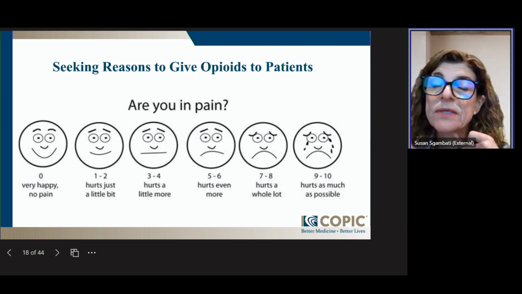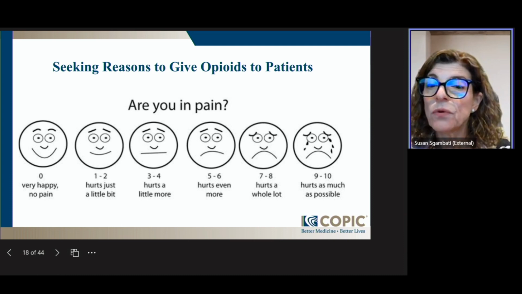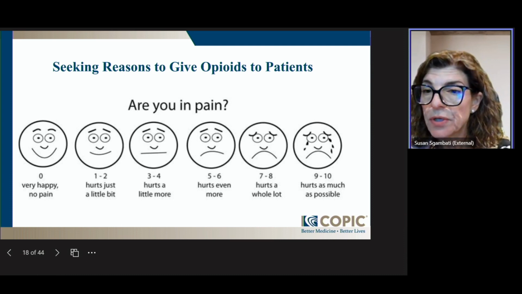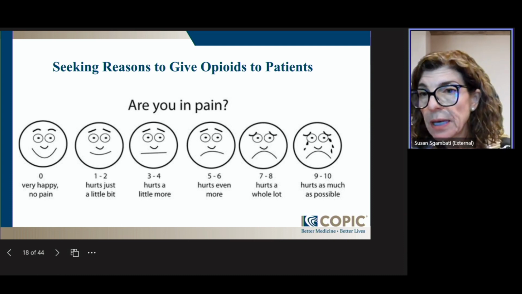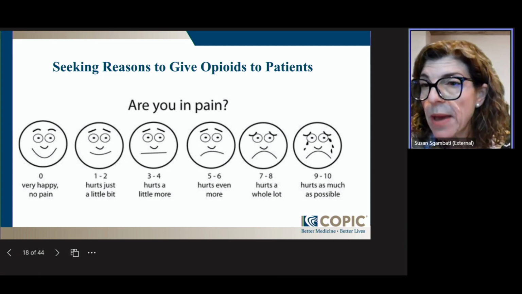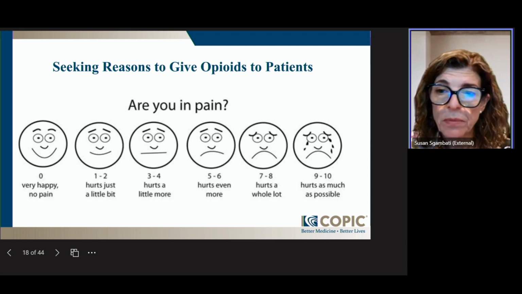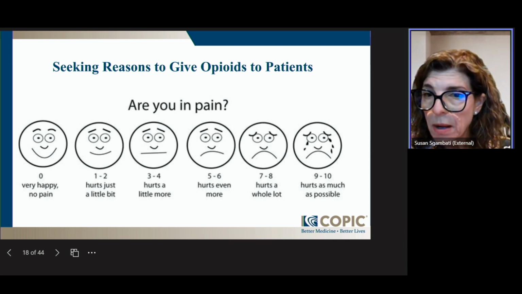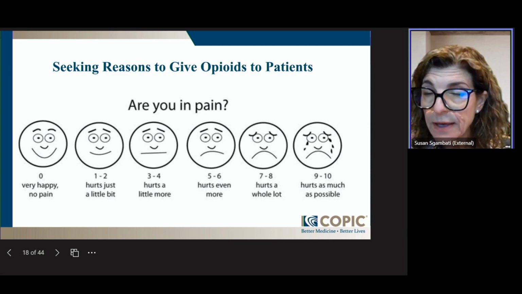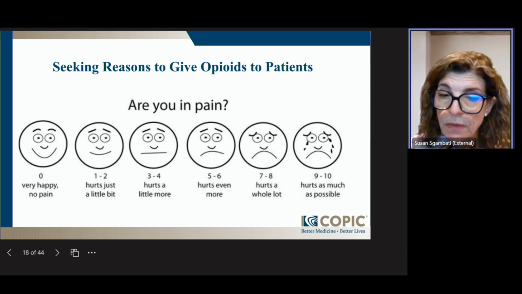But the subtext was, if there was pain, then you treat it with opioids, or you're really not a modern, well-trained, compassionate physician. In fact, the Institute of Medicine had a report also that pain relief was a moral imperative and a national priority.